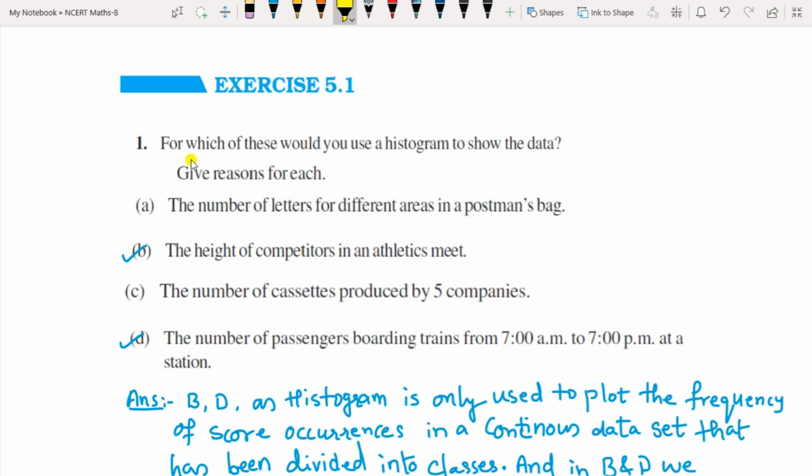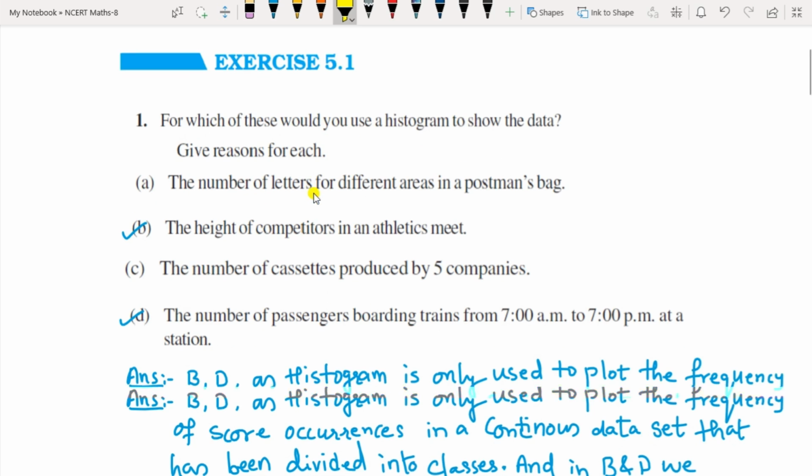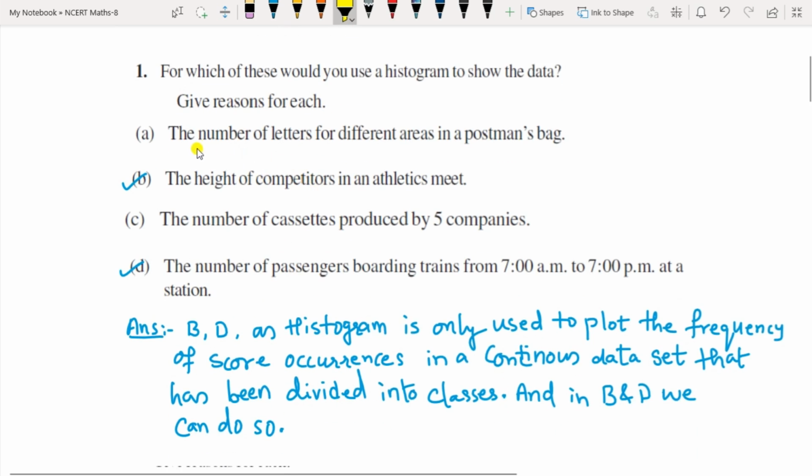First question is, for which of these would you use a histogram to show the data? And give reason. So first one is the number of letters for different areas in a postman's bag, height of competitors in an athletic meet, number of cassettes produced by 5 companies, and number of passengers boarding trains from 7 a.m. to 7 p.m. at a station.